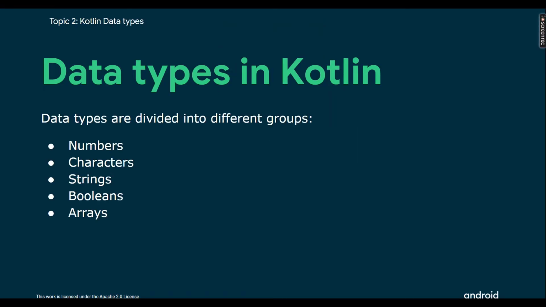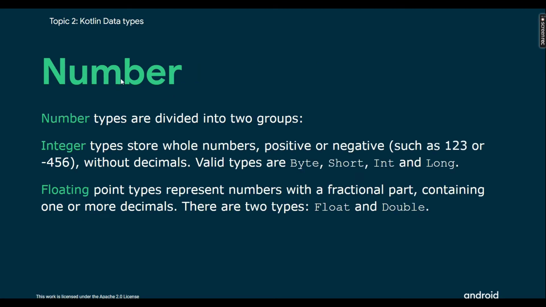The first topic under the Kotlin language is what the data types in Kotlin are. What kind of data types are there in the Kotlin language? The first type of data type is numbers, then secondly characters, then thirdly strings, then booleans, and then arrays. So let's start with numbers first. Number types are divided into two groups. The first group is integer.